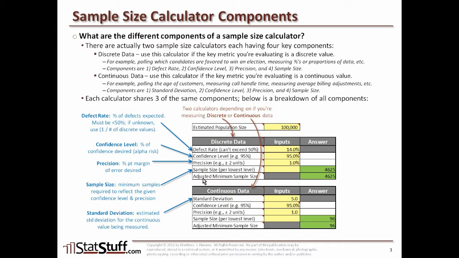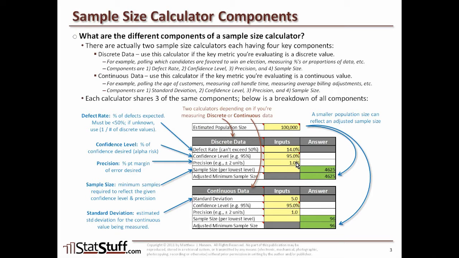Now, one thing I did not point out yet was the population size. The population size is one element that's at the top that applies to both of these calculators. Now, the thing with the population size is kind of unique. The population size is really only accounted for when there is a small population, and that might cause the adjusted minimum sample size to be adjusted lower. So where it says sample size per lowest level, right here where it says 4,625, this upper number, that is the most samples that need to be collected in order to maintain a certain level of confidence and a certain level of precision.